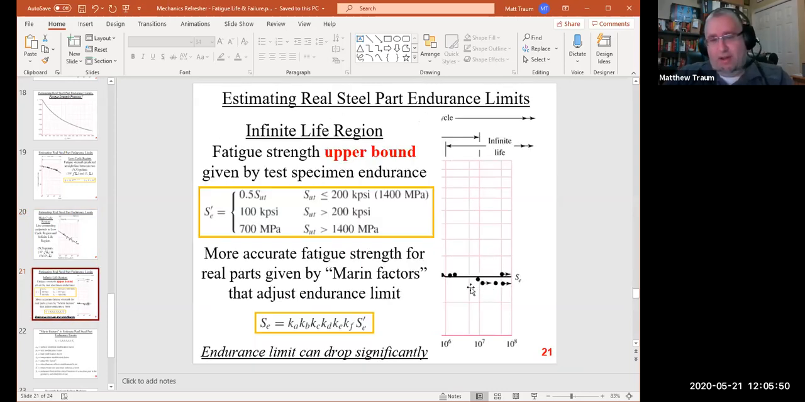And then you guys already know how to calculate this, right? We've talked about this one already. You determine the ultimate strength for your part. You plug it into this equation, deciding whether it's larger than or smaller than 200 kpsi, and out pops S prime E, and that gets you that value, which at least for ferrous materials runs off into infinity.